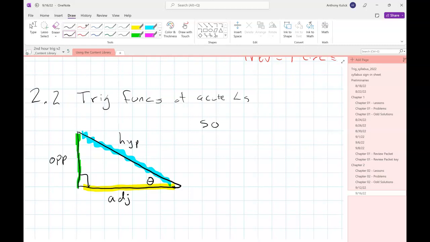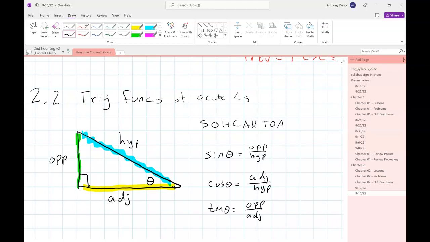So if we remember SOHCAHTOA, I know that sine theta is opposite over hypotenuse. I know that cosine theta is adjacent over hypotenuse. And I know that tan theta is opposite over adjacent.